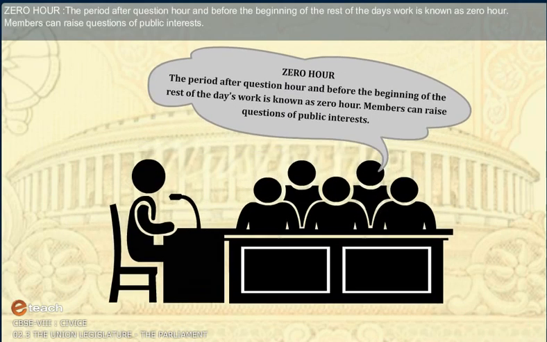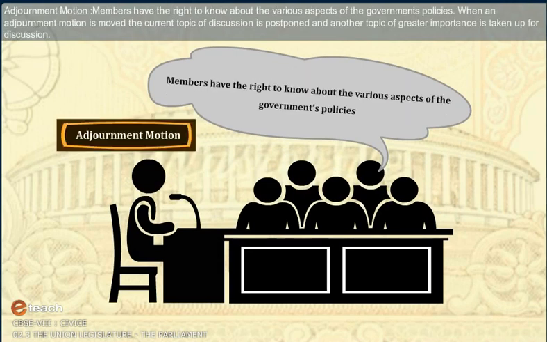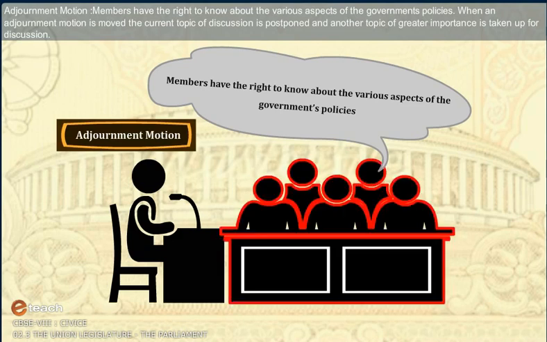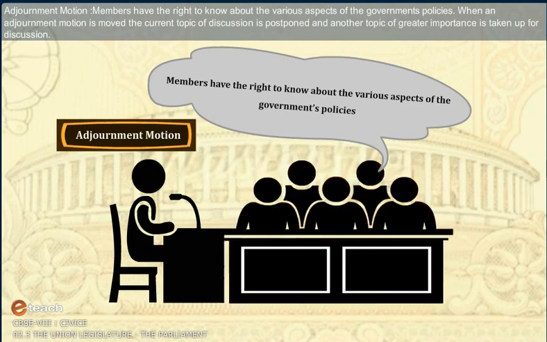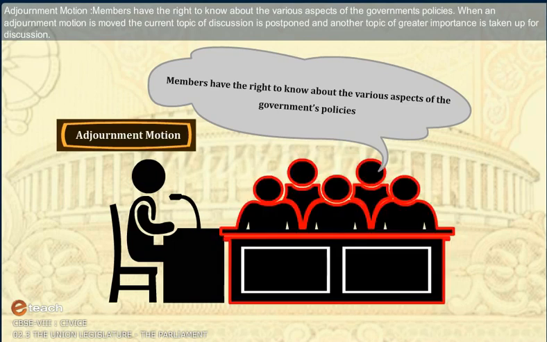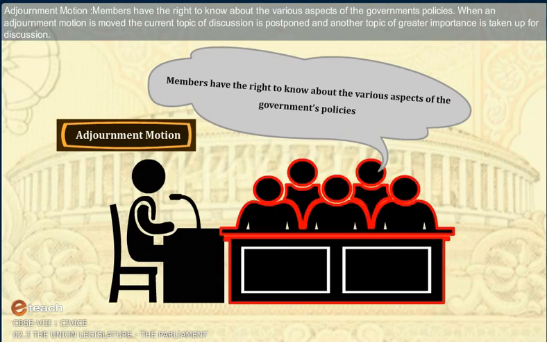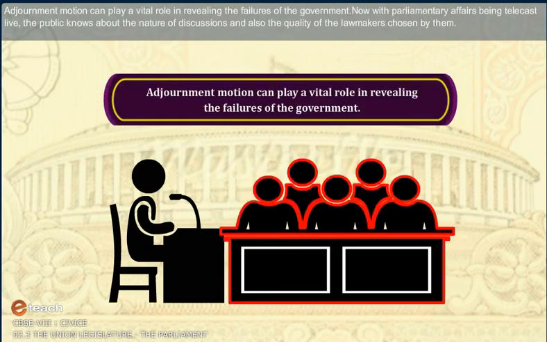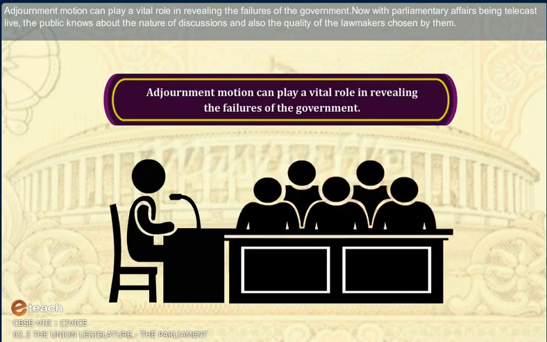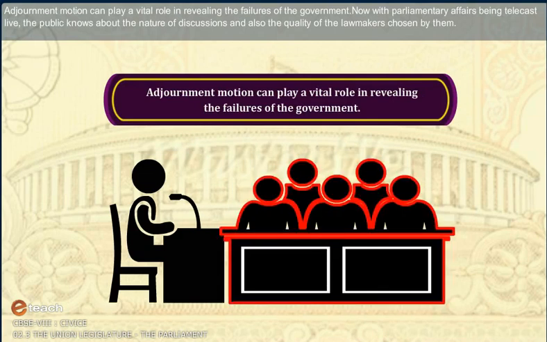Zero hour. The period after question hour and before the beginning of the rest of the day's work is known as zero hour. Members can raise questions of public interest. Adjournment motion. Members have the right to know about various aspects of the government's policies. When an adjournment motion is moved, the current topic of discussion is postponed and another topic of greater importance is taken up for discussion. Adjournment motion can play a vital role in revealing the failures of the government.